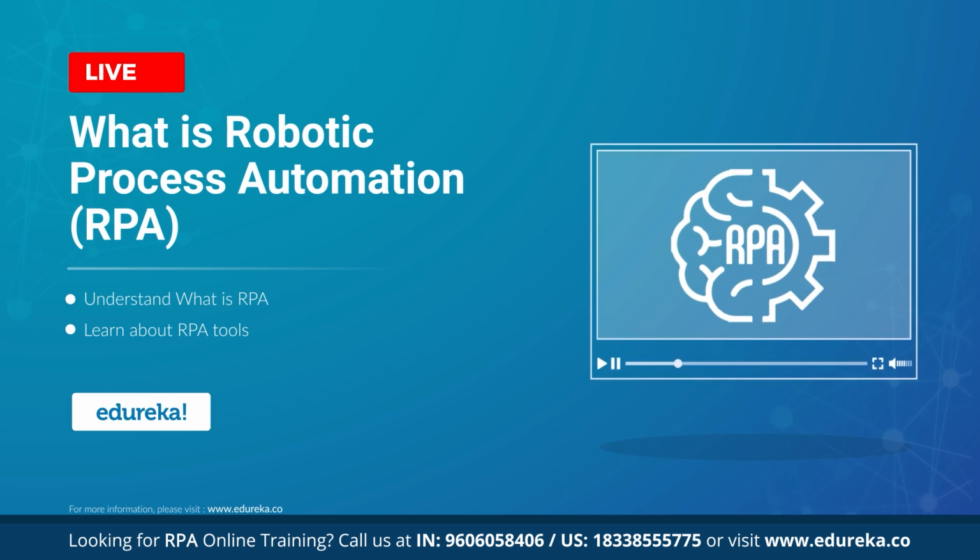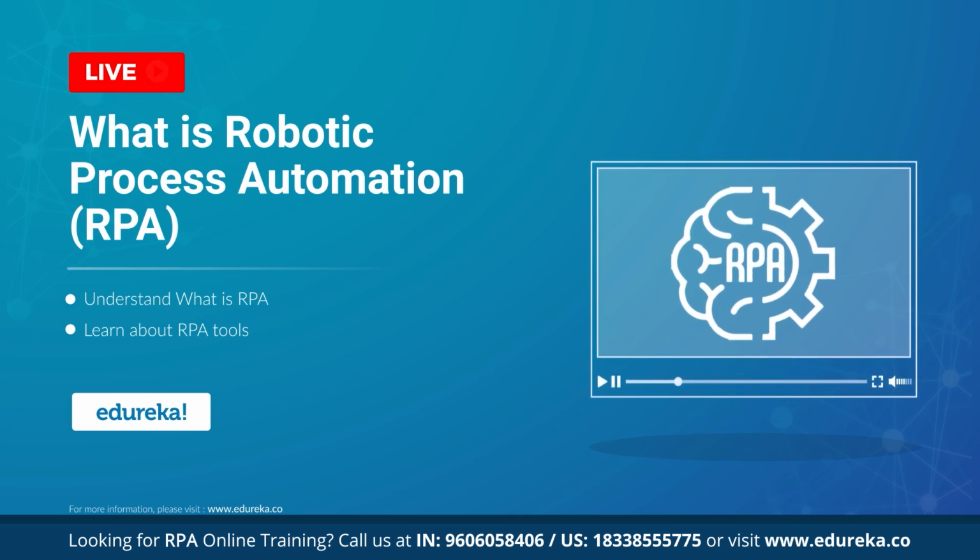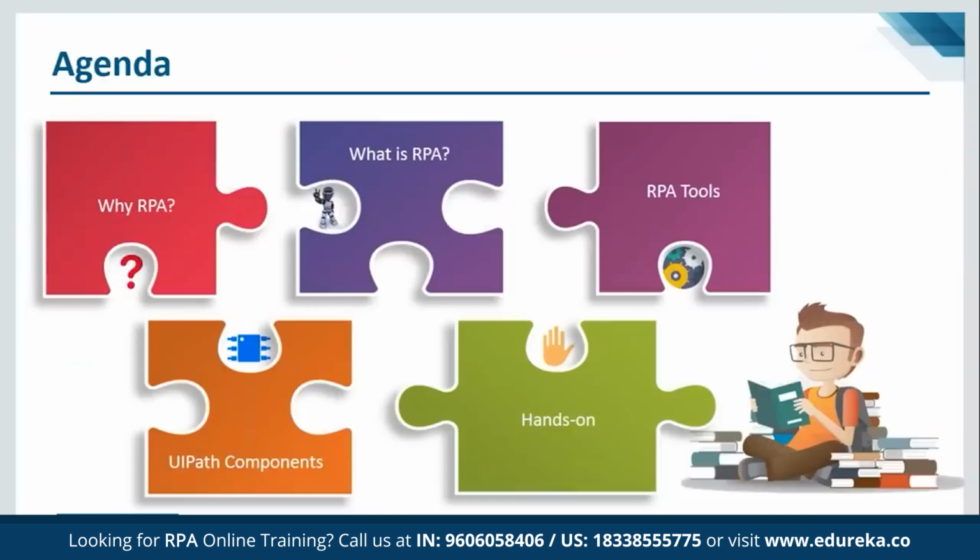So let's see what all we are going to learn in this session today. So we're going to start by first discussing why do we actually need RPA, and then move on to discuss what exactly RPA is. Once we're done with that, we'll look at different tools which can implement the RPA technology. We'll be discussing the top tools, and out of these top tools, we'll be picking up one tool that is UiPath, and we'll be discussing the basic components of that tool. Once we're done with that, we'll move on to the demo part where we'll be deploying an automation project, which will be making use of email automation and data scraping.